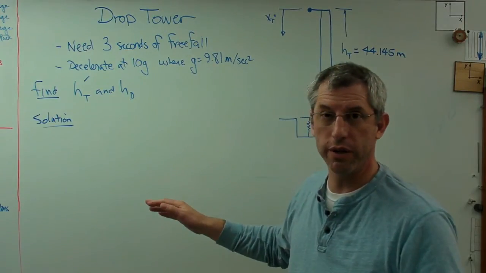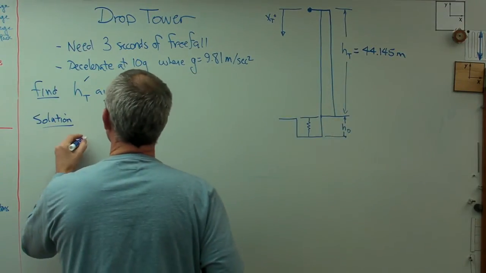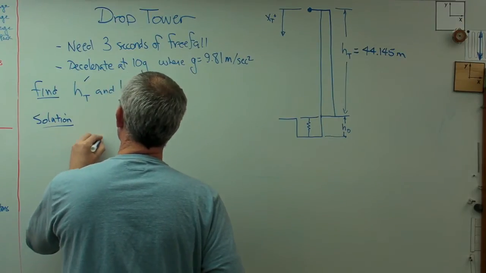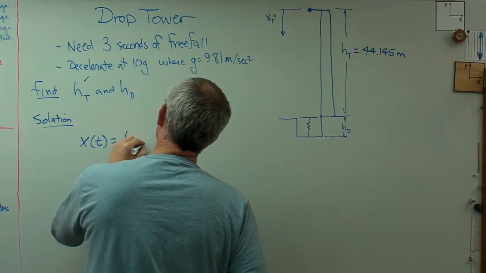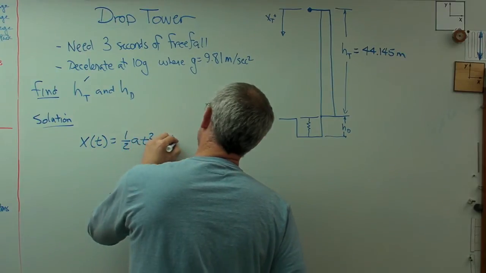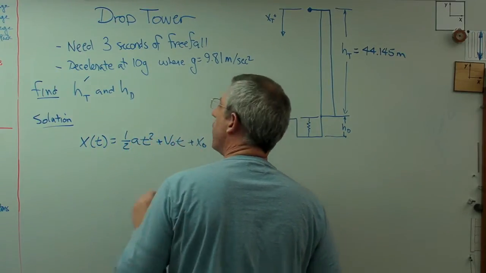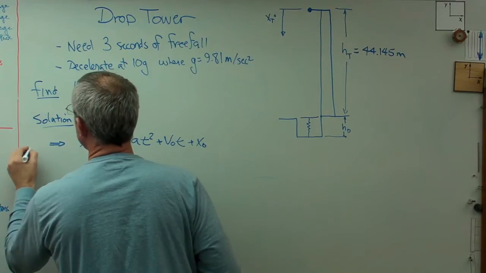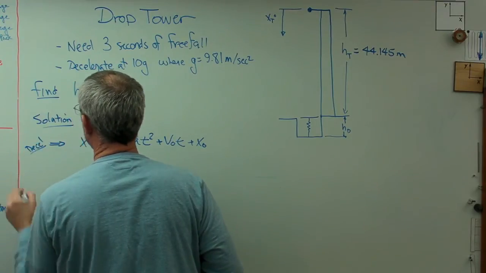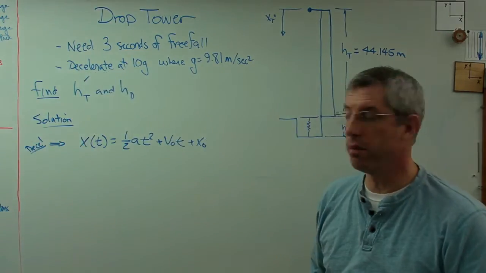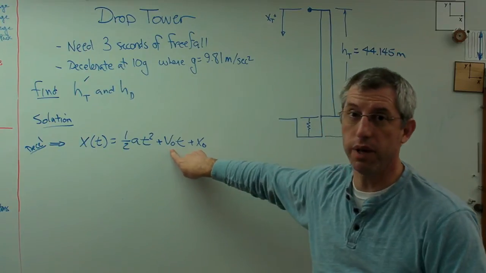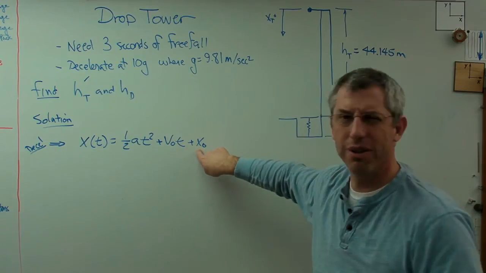There's more than one way to solve this problem. I'm just going to recycle the same expression since we're familiar with looking at it. Okay, now this is for the deceleration, not for the drop. So V0 is going to be something different. V0 is very definitely not zero now. X0, well, is it or isn't it?